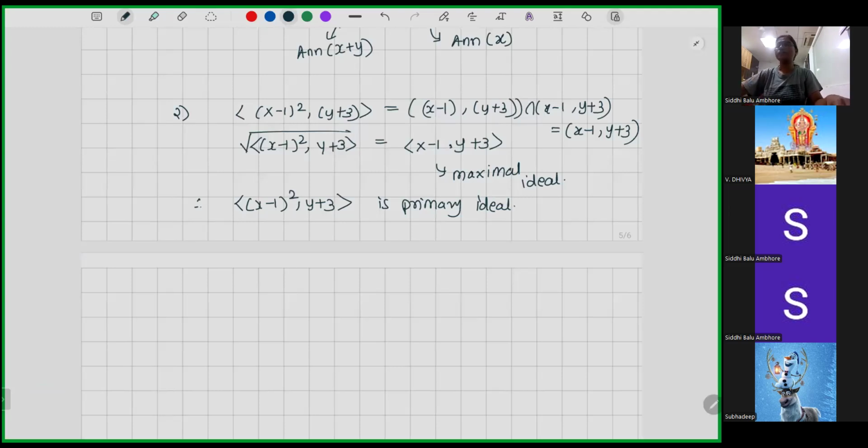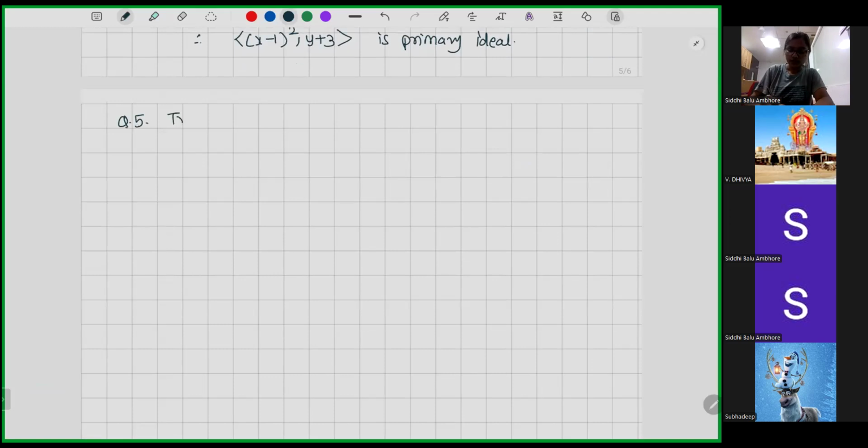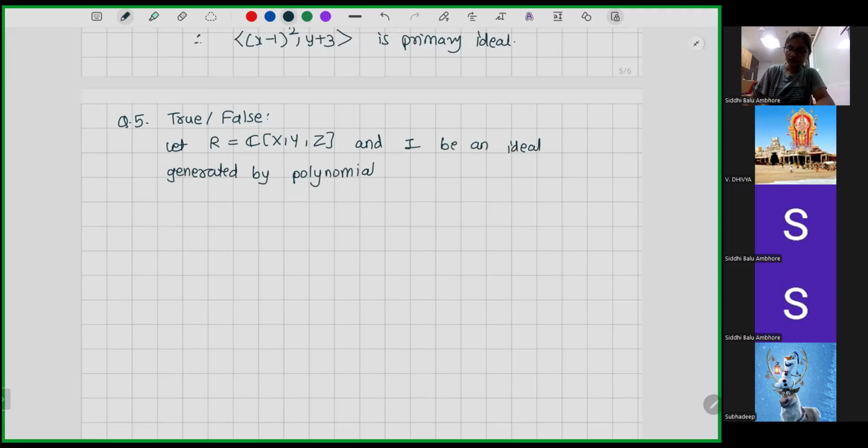So let us move to the next question now. Question 5 is again true or false. They are saying: let R be the polynomial ring C[x,y,z] over complex numbers and I be an ideal generated by polynomials not involving x. Then R quotient I has infinitely many maximal ideals. When I say polynomials not involving x, let me just finish the question. I will write that down.